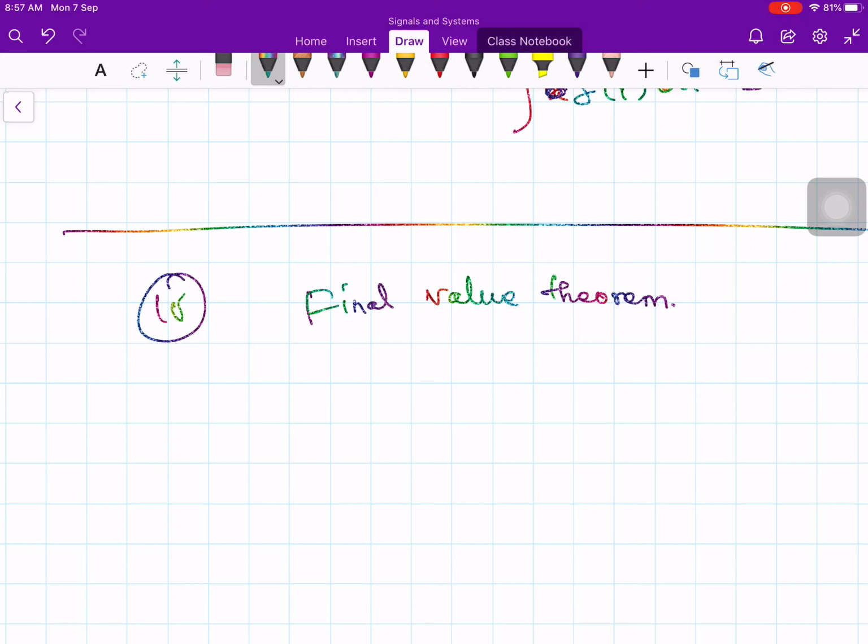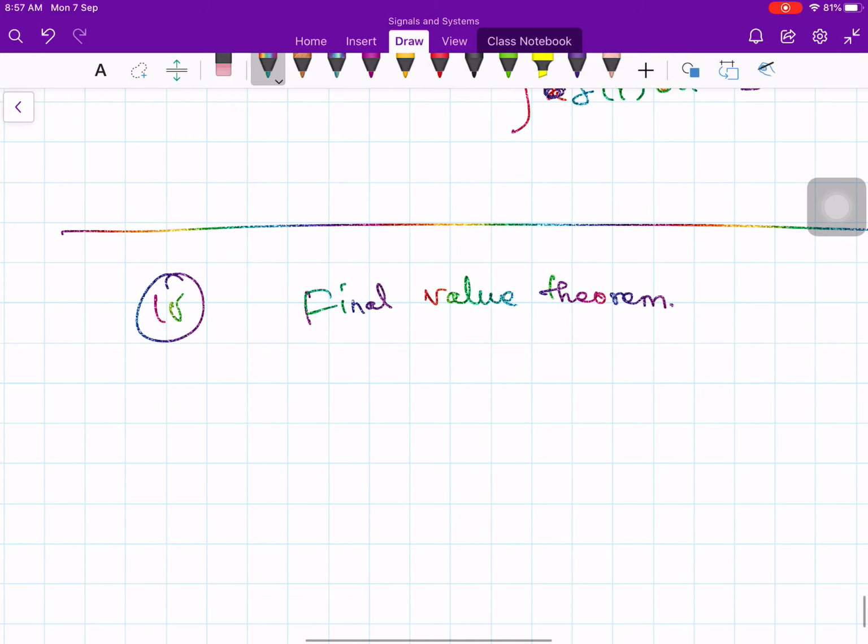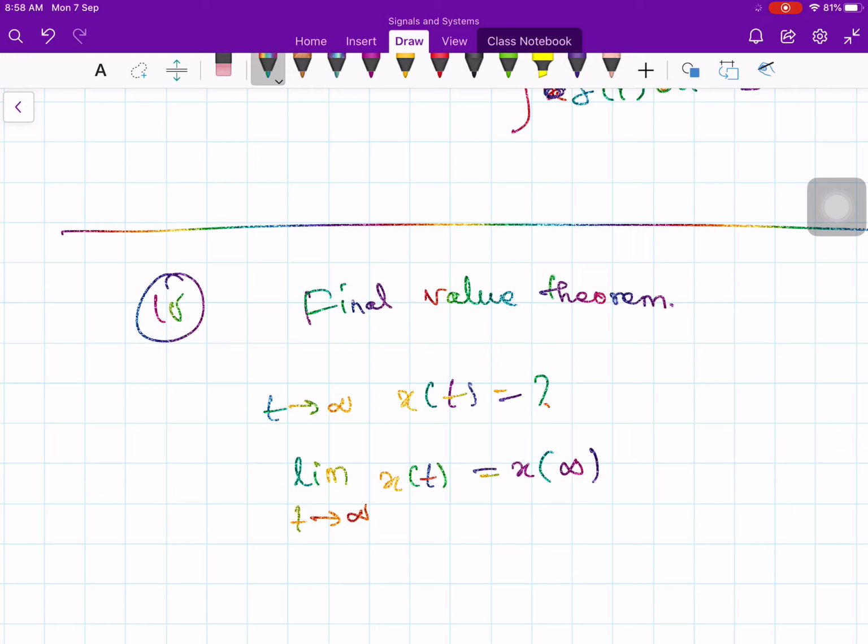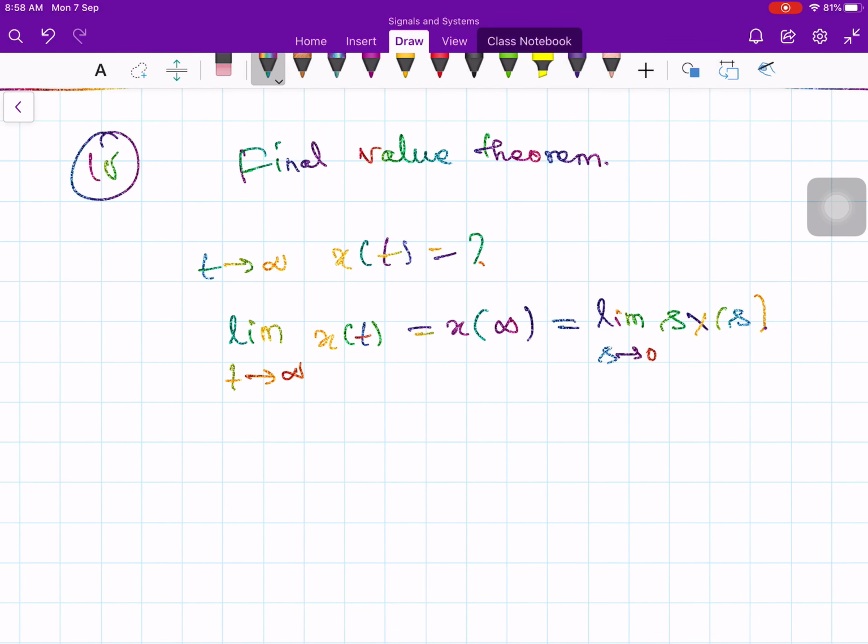The final value theorem says that final value means what? When t goes to infinity, where you close the switch and wait for a sufficient amount of time, quite a long time, then you want to know what is the value of x of t. That's what we mean by the final value theorem. Therefore, limit t goes to infinity of x of t, which we wrote as x of infinity, is equal to limit s goes to 0 of s times x of s. Okay, so this is the final value theorem statement.